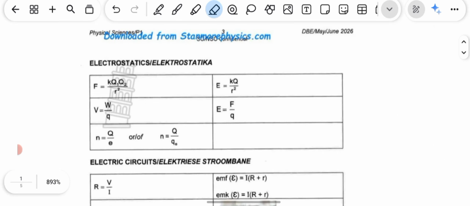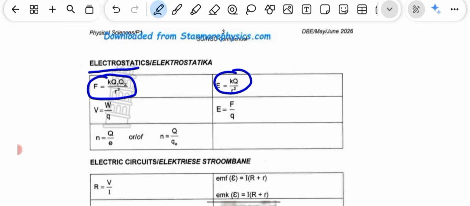So in your formula sheet, in your electrostatics part, this is where you are going to find the formulas you're going to use for electrostatics, which are the formulas that I gave to you, right? And then also we have this one. These are the most common formulas that you guys are going to use. It is going to be 1, 2, 3, 4. These are the most common formulas.